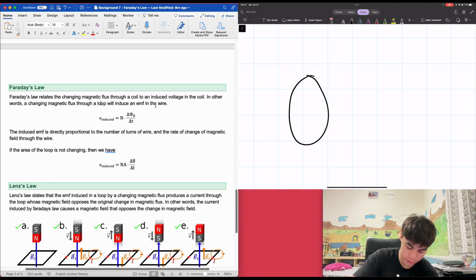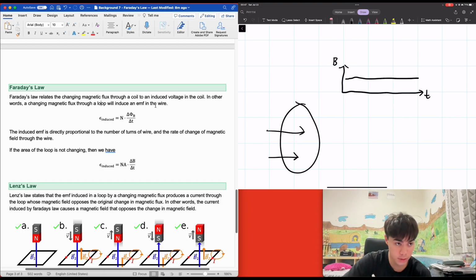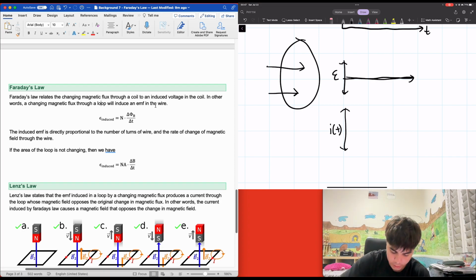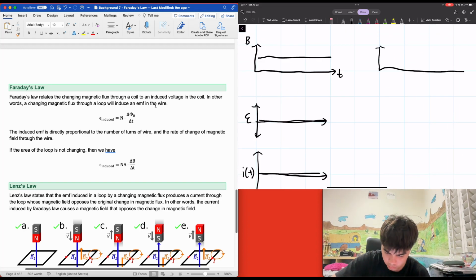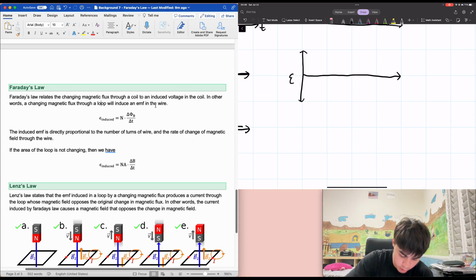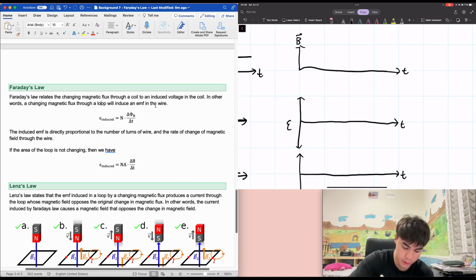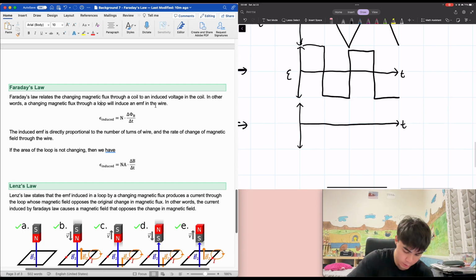So here we have a coil and we have a magnetic field passing through. If the graph of the magnetic field over time is constant, then the EMF over time is 0, and the current through the coil over time is also 0. If the magnetic field is changing through the coil, then it will induce an EMF within the coil, and that EMF will cause a current within the coil. So here, if the magnetic field is changing, then the EMF will also be changing. And the current through the coil is proportional to the voltage through the coil.